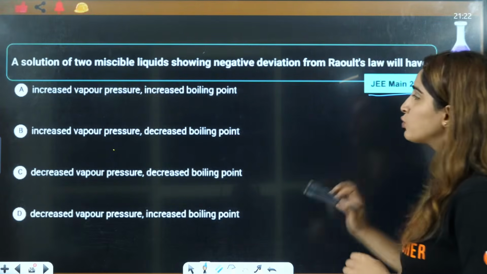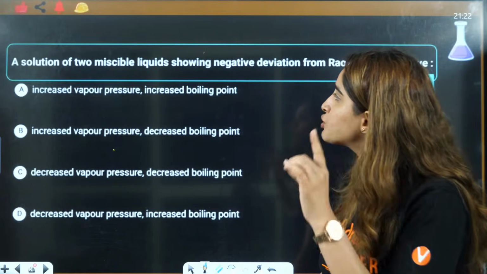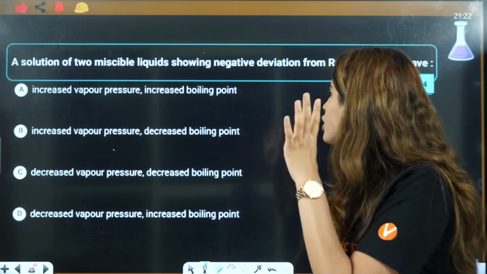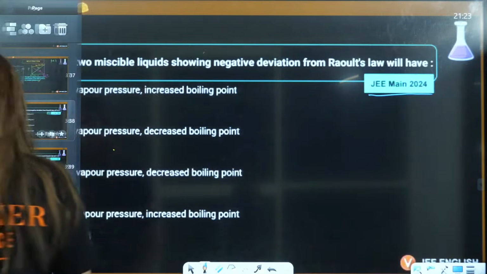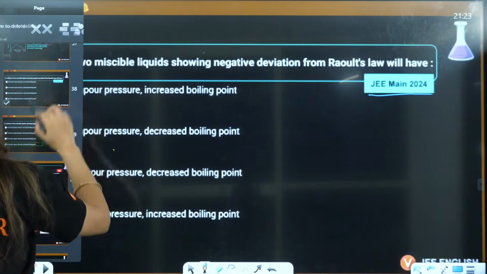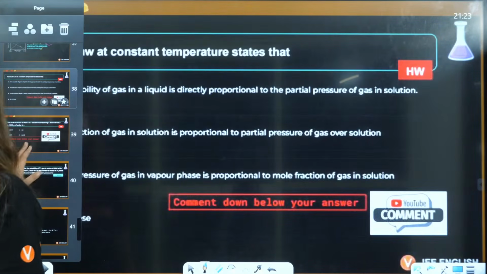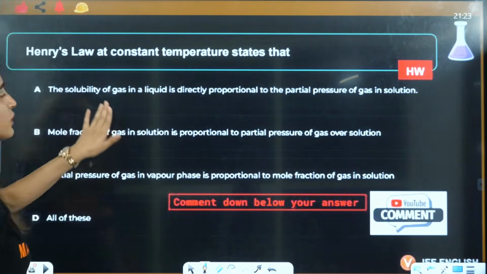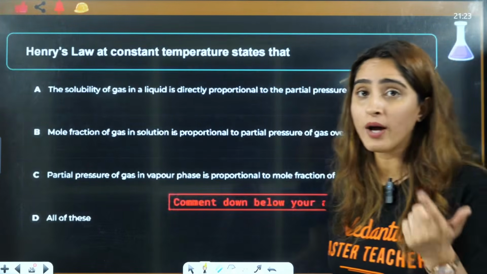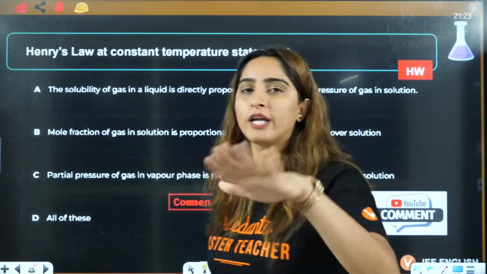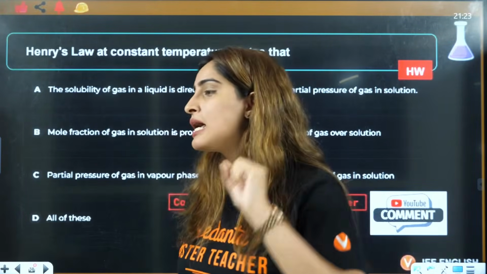One is a JEE Main 2024 question, that is a solution of two miscible liquids showing negative deviation. Acha, so we will do this in ideal and non-ideal solutions. We will not do it today. So let us see what homework we have, because Raoult's law is the continuation.